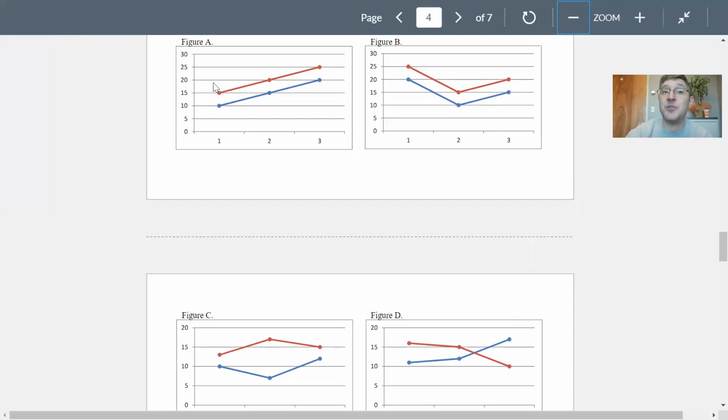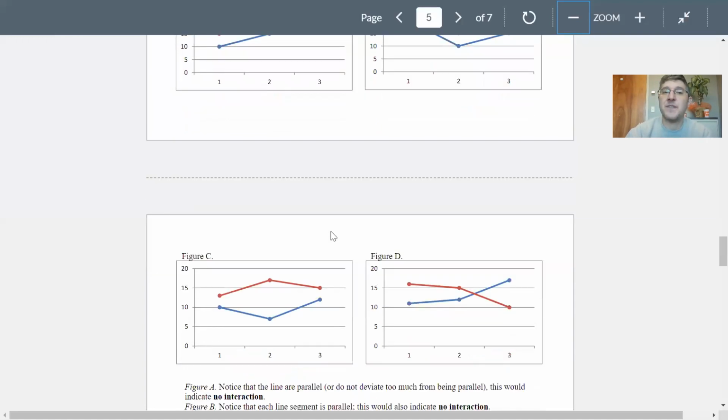We see similar differences across. Say these are teaching methods, and this is males and females: we see similar differences, with females superior to males across each level of our teaching method. Same thing here. Teaching method 2 wasn't as effective for both males and females as teaching method 1 or 3 were.